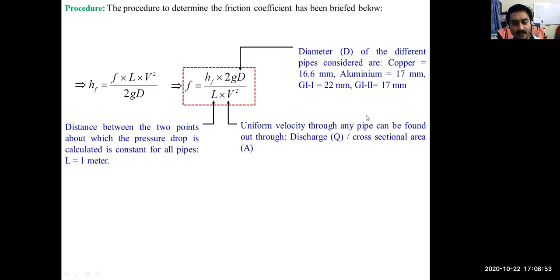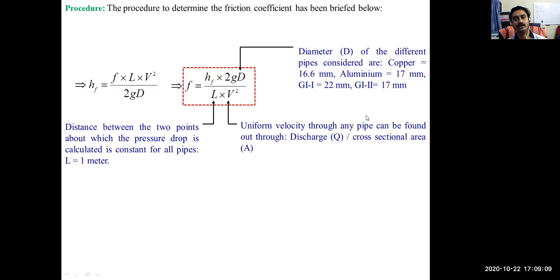Now coming to the next point, V. V is the velocity of the flow. How will we find out the velocity of the flow? That you have to find out experimentally. The velocity of the flow is equal to discharge divided by cross-section area. So discharge you'll be finding out from the experiment.